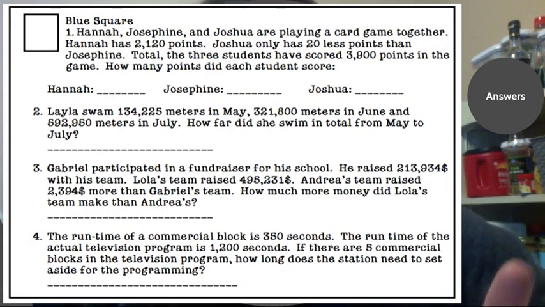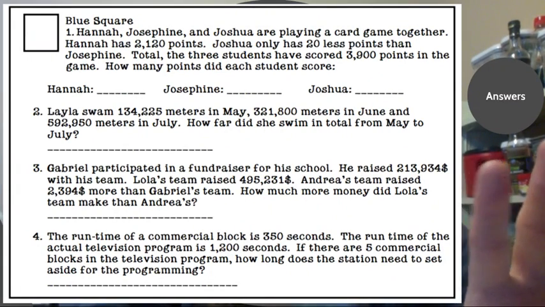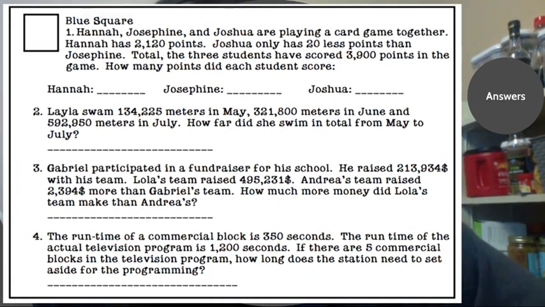So remember, the first step of the Mrs. Benavita method is to take a deep breath. All right, step two, slash that trash. So for step number two, we're going to slash that first sentence. Hannah, Josephine, and Joshua are playing a card game. As fun as that is for them, who cares? We don't. We just care about the numbers.